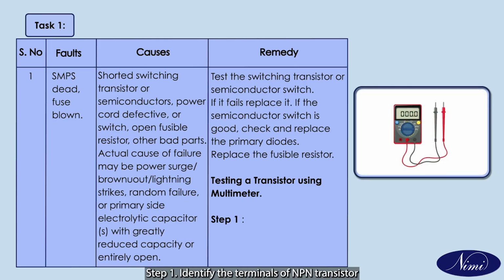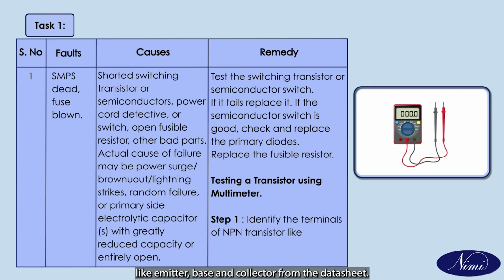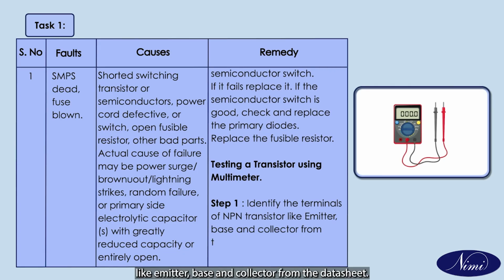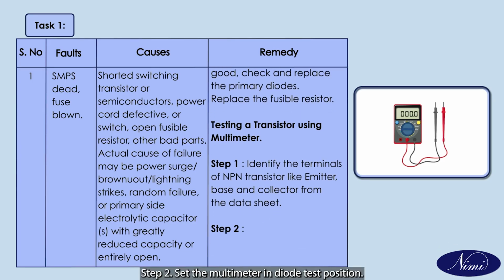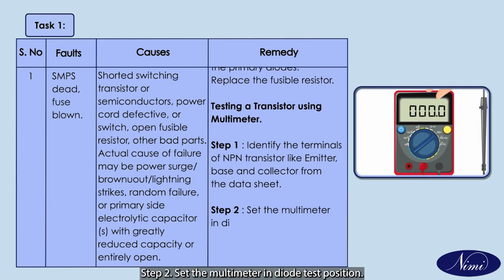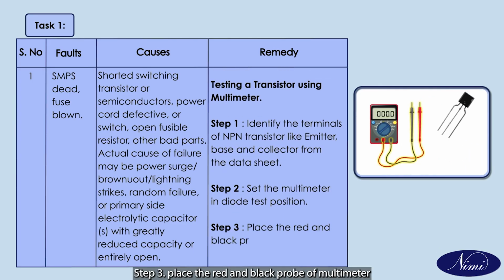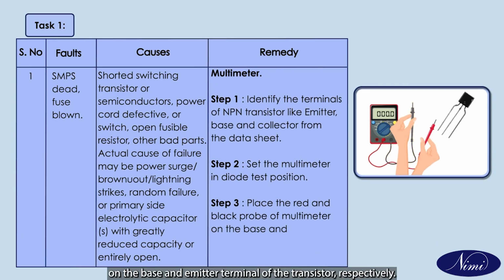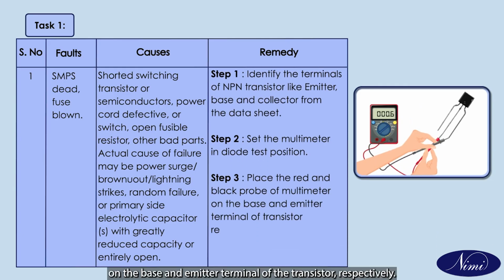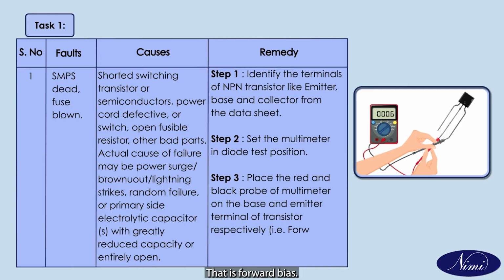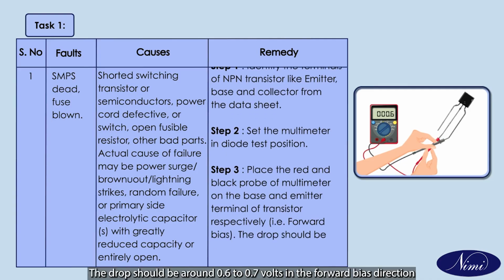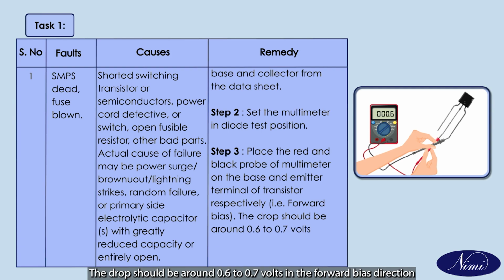Step number 1. Identify the terminals of the NPN transistor, like emitter, base and collector, from the data sheet. Step number 2. Set the multimeter in diode test position. Step 3. Place the red and black probes of the multimeter on the base and emitter terminals of the transistor respectively, that is, forward bias. The drop should be around 0.6 to 0.7 volts in the forward bias direction.